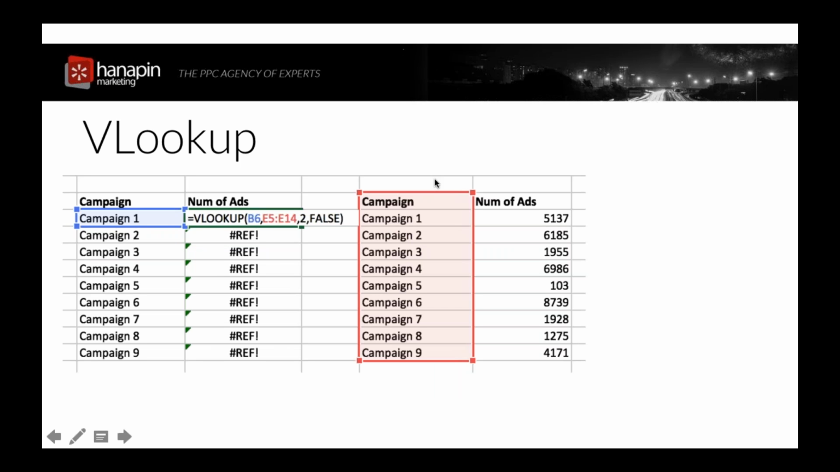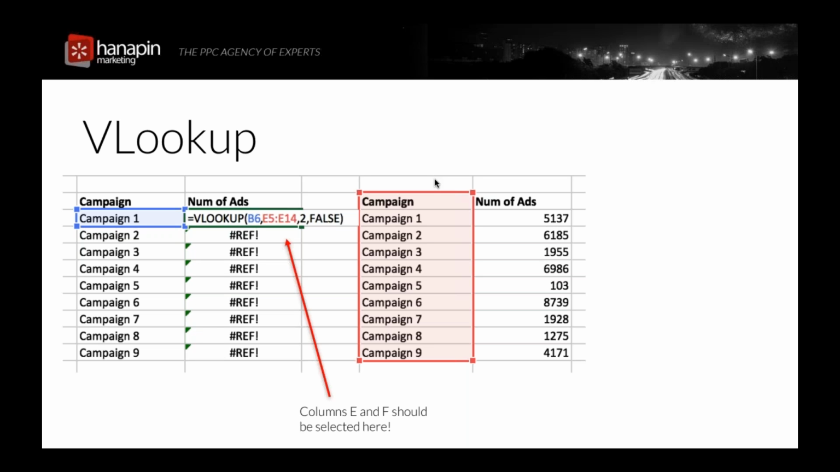So here is a quick example. So you notice here we're using the VLOOKUP formula to return the number of ads for these campaigns. And we're looking up from the table to the right, so that box in red. So what's the issue here? Well, remember we said that we want to select the entire array that we're looking for. And we only have one column selected. So columns E and F should be selected here. So we want to return that number of ads, but we don't have it selected in our formula, so Excel can't return that value.